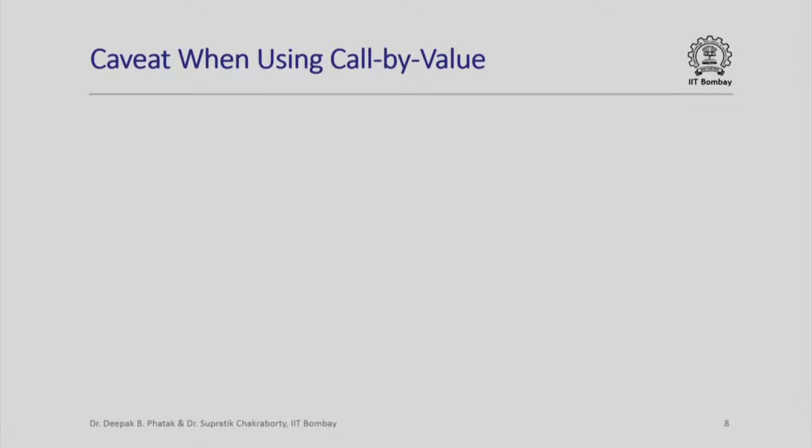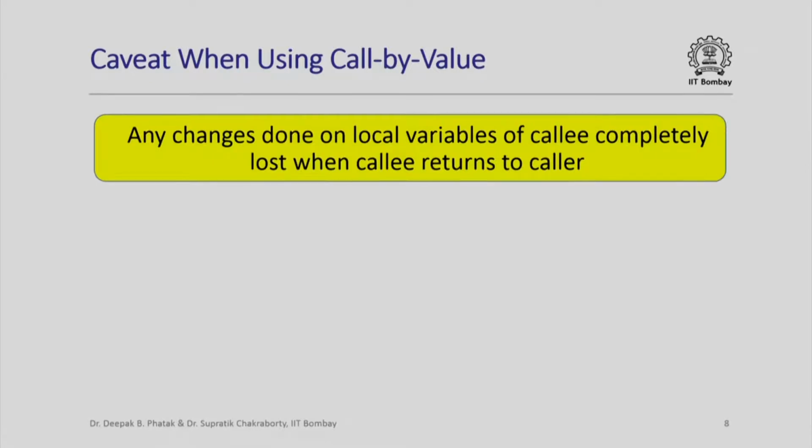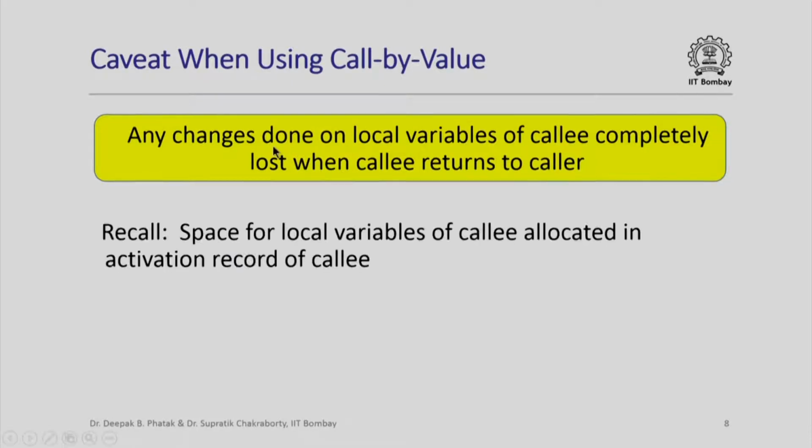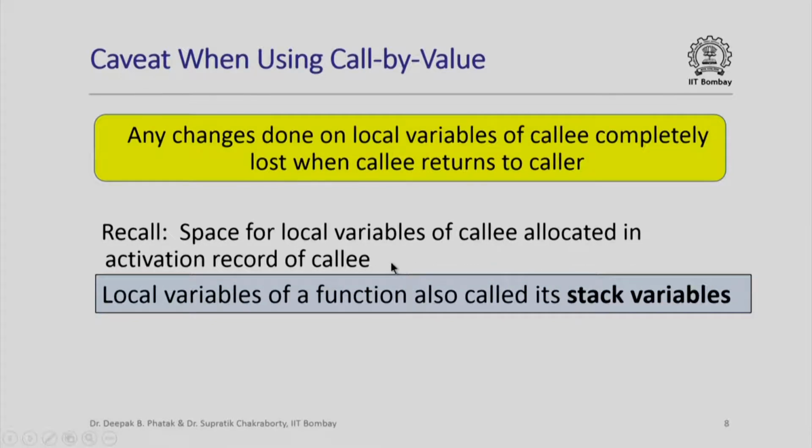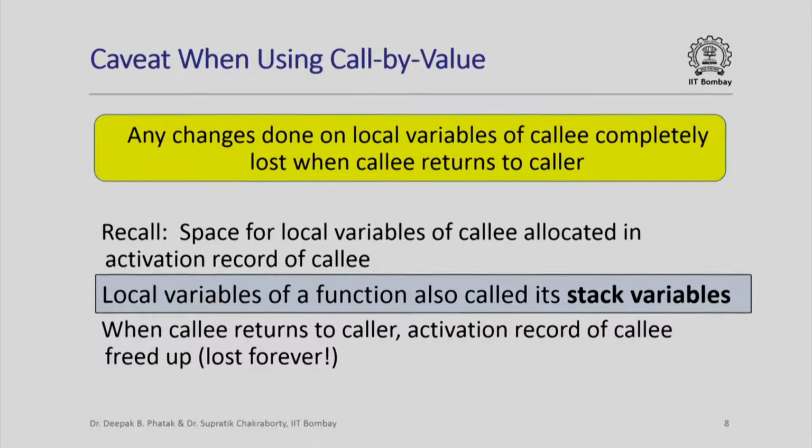Now there are also some caveats when we are using call by value. We have to remember that any changes done on the local variables of the callee are basically changes done in space allocated on its activation record, which is on top of the stack, and when the callee returns to the caller, this entire activation record is lost. So all these changes are going to be lost. As I said, the local variables of the callee are really on its activation record, which are there on the call stack, and this is why local variables are also sometimes called stack variables. When the callee returns to the caller, the entire activation record of the callee is freed up, and so all of the changes made to the local variables are lost.